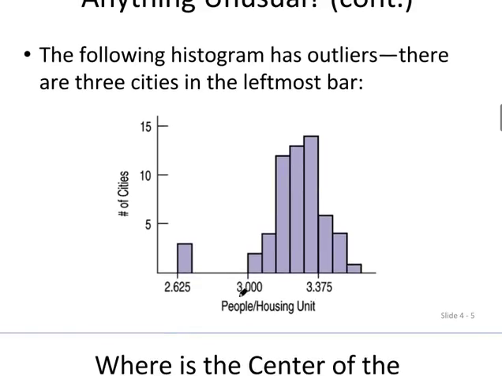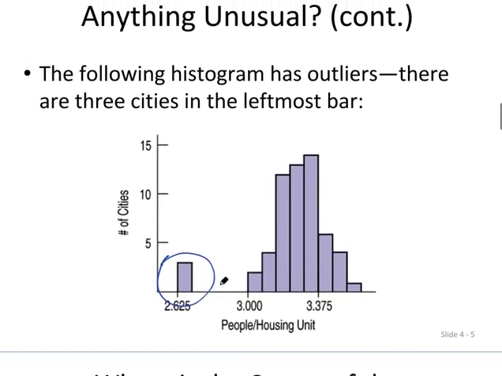Okay, so the following histogram has outliers. There are 3 cities in the leftmost bar. Okay, so that would be something that you would mention. People in housing units. Well, we notice that there are 3 cities that are farther away from everything else. This is all clustered together, and this is far off from that.